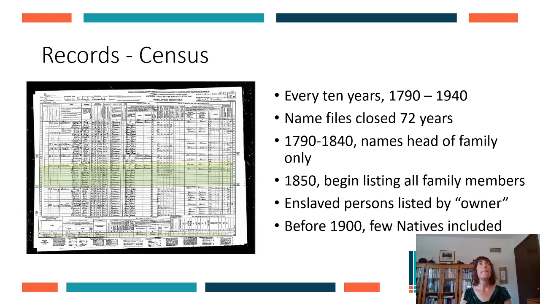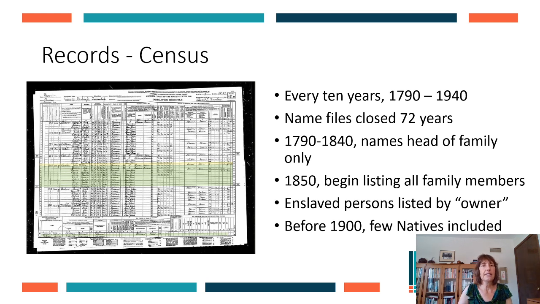At first, back in 1790, census takers just wrote down the names of the head of household and the number of people who lived there. Starting in 1850, they wrote down every single name. This means that we have a record of who lived in the United States and where they lived.